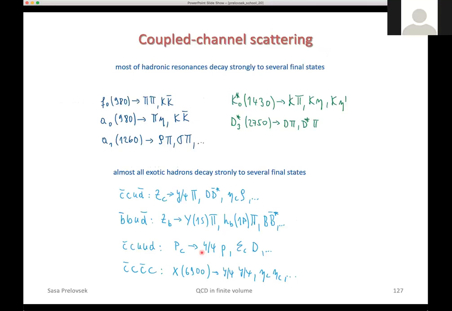Okay, now we finished one part. I propose to make a 5 minute break and then continue with coupled channel scattering and scattering of hadrons with spin, just to refresh a little bit, okay? Propose reconvening in 4 or 5 minutes.